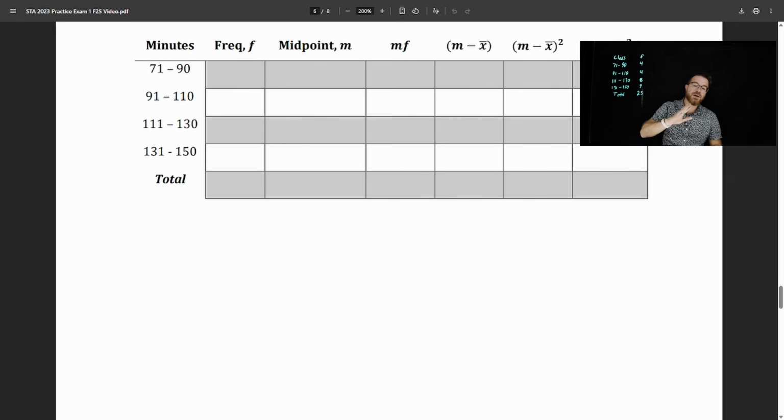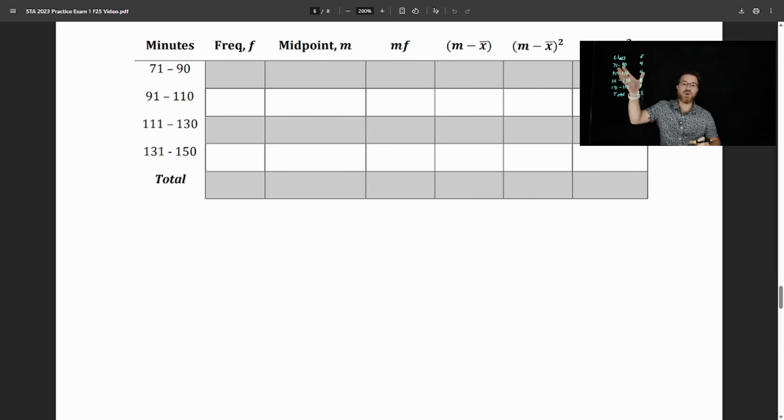We'll go to the next column in the table, which is going to be our midpoint minus the mean. We'll take each of those values. We'll then square them for the next column. We'll take each of those values, multiply them by the associated frequency, and we'll fill out the rest of our table to get our sum of squares. From there, we can figure out what is our variance and what is our standard deviation.